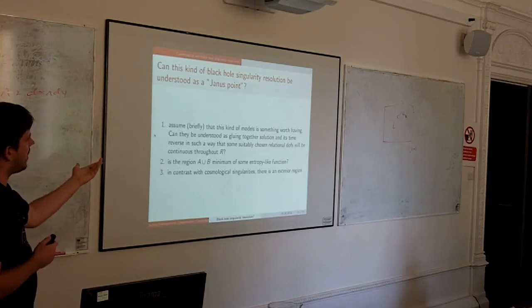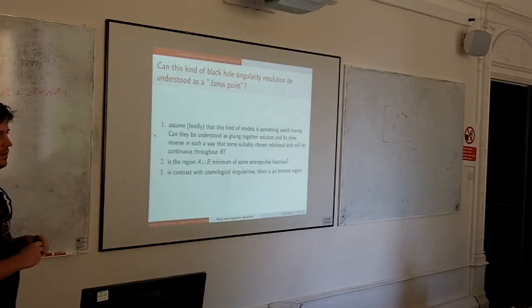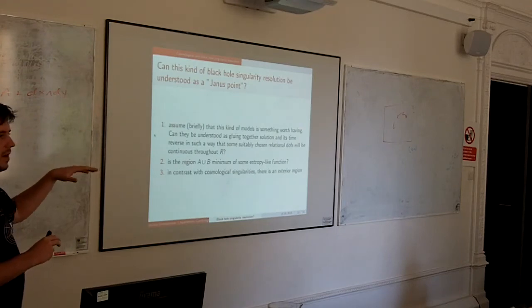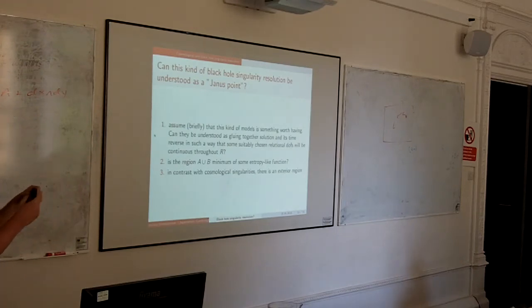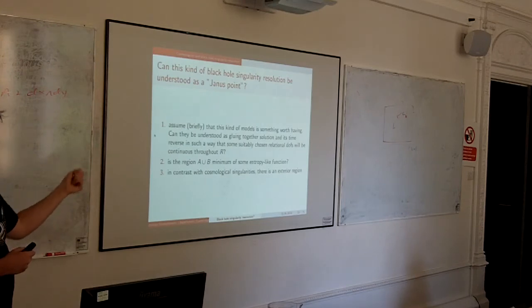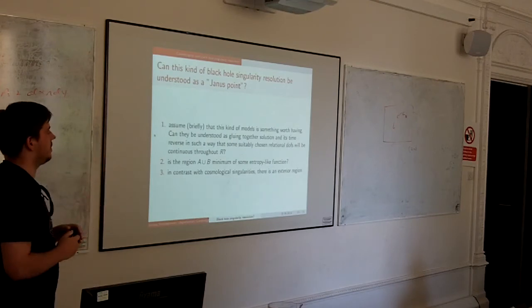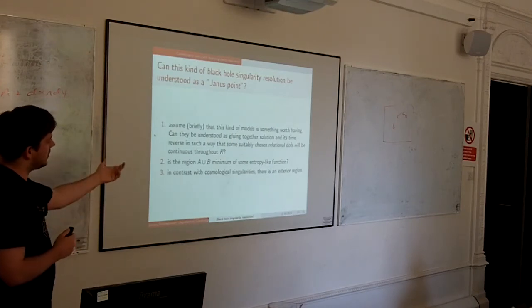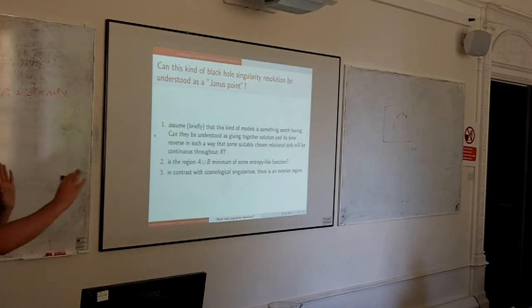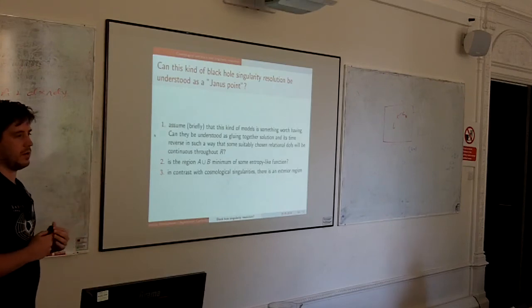But the way I understand a Janus point, as we go through the Big Bang, in scare quotes now, of course, some entropy-like function goes to the minimum there. And I think it is not really clear that something like this would happen in those cases. So certainly the area of the horizon doesn't go to 0, at least if we think of this in terms of the Penrose diagram. And also, in contrast with cosmological singularities, there is an exterior region here. So that also seems to be different.